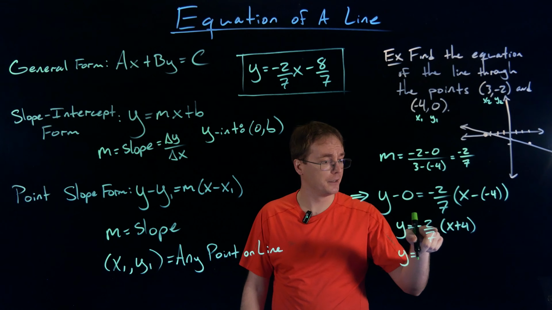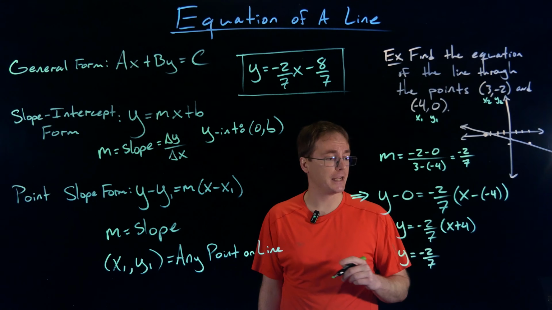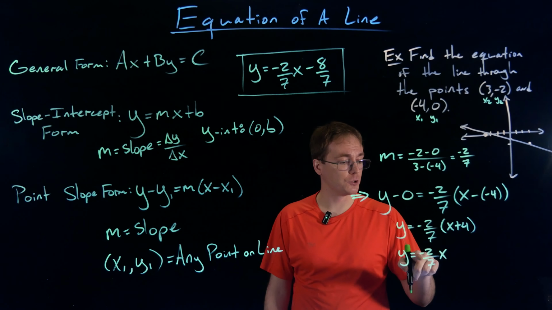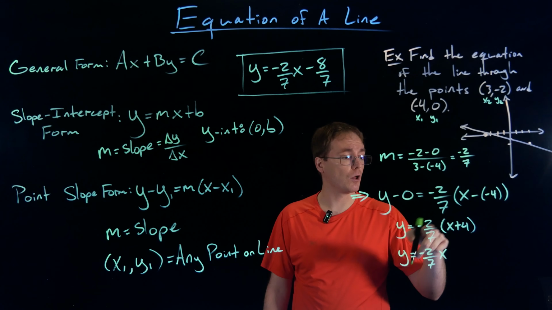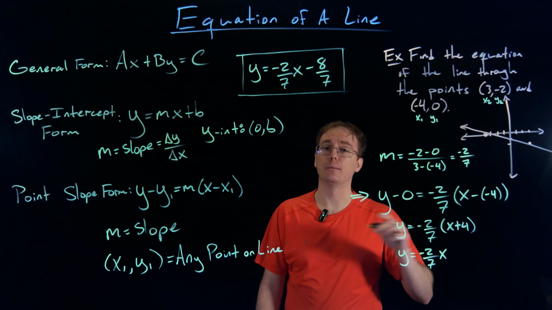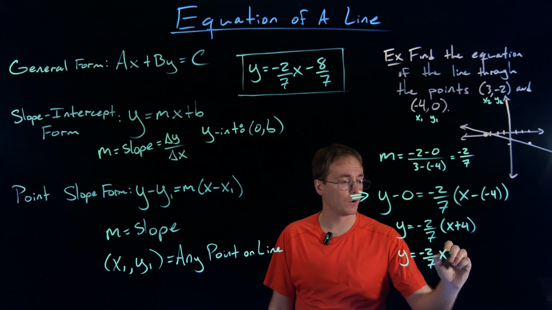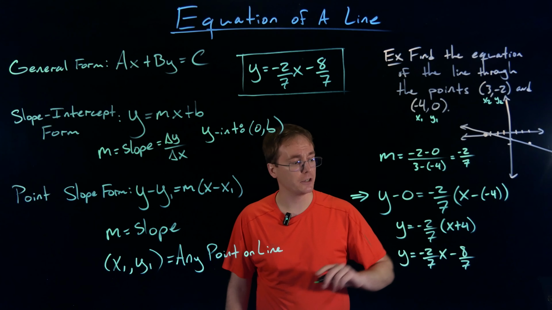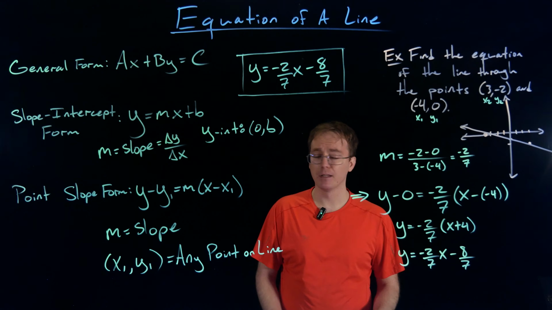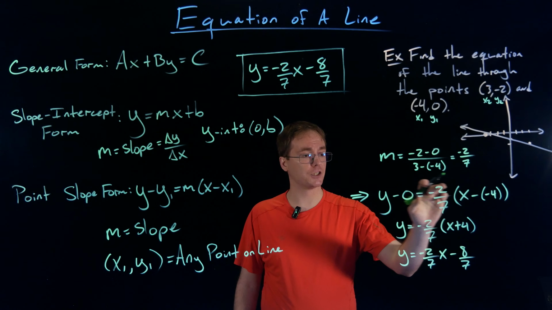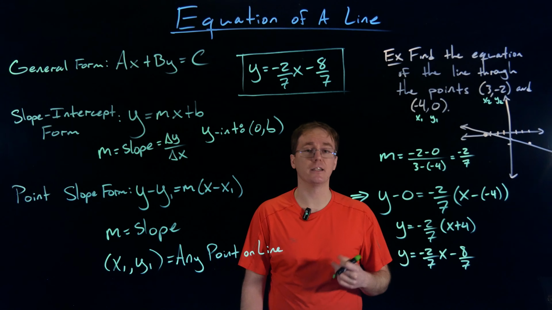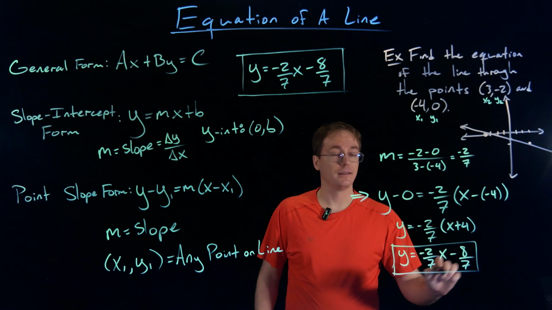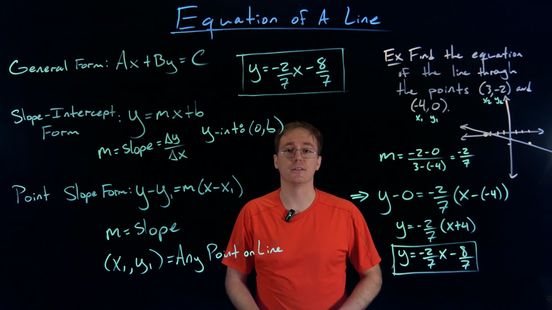Okay, so remember, we got to isolate y on the left-hand side and expand and combine like terms on the right-hand side. And so if we distribute that factor of negative 2 over 7 throughout our quantity in parentheses, negative 2 over 7 will get multiplied by x, but it'll also get multiplied by 4. And when we multiply negative 2 over 7 by 4, we get negative 8 over 7. And so now we can much more clearly see the y-intercept of our line because we've taken our equation in this point-slope form and re-expressed it in slope-intercept form. And what do you know? That's the same equation we got the first time we did this example.